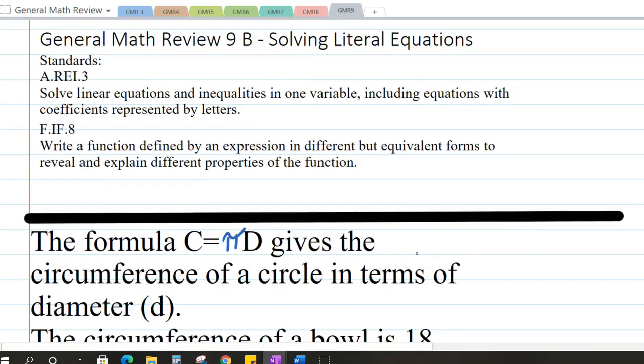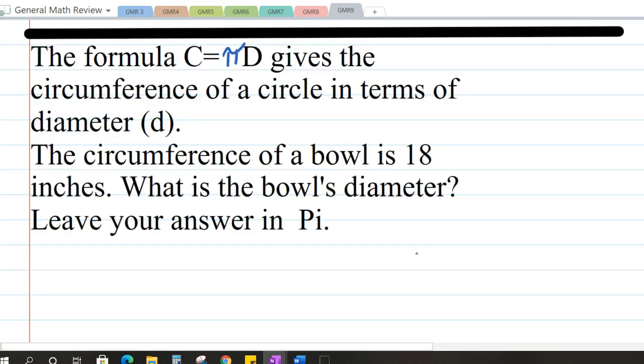Today we are going to practice solving literal equations. The first literal equation we are going to cover is the circumference formula. The formula C is equal to pi d gives the circumference of a circle in terms of the diameter. The circumference of a bowl is 18 inches. What is the bowl's diameter? Leave your answer in terms of pi.